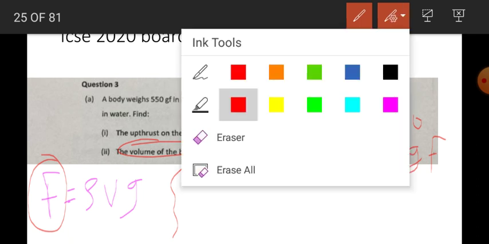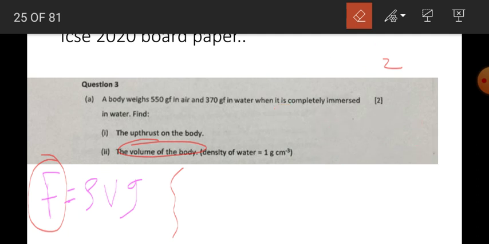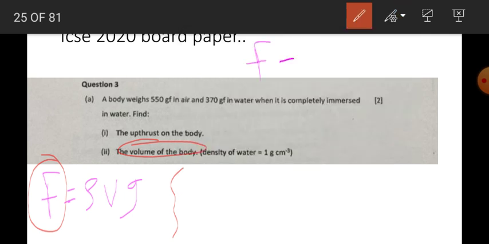So let me erase this part now. This is not required. I hope you have understood how we got the upthrust, 180 gram force, real weight minus apparent weight. So okay, I will put the values here. Upthrust we got is 180 gram force, right.